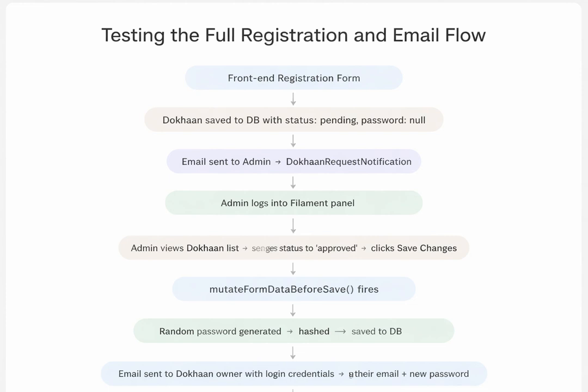The admin logs into the Filament admin panel and sees the new shop request in the list. They open the edit page, review the details, change the status to approved, and click Save Changes. At that moment, the mutateFormDataBeforeSave function fires. It generates a random password, hashes it, and adds it to the data being saved. The hashed password goes into the database. The plaintext password gets sent to the shop owner via email along with their login credentials.